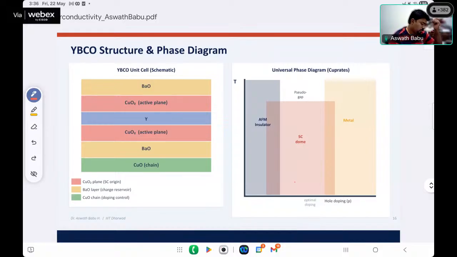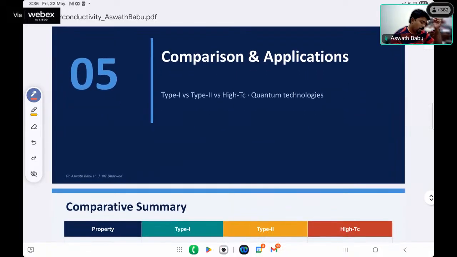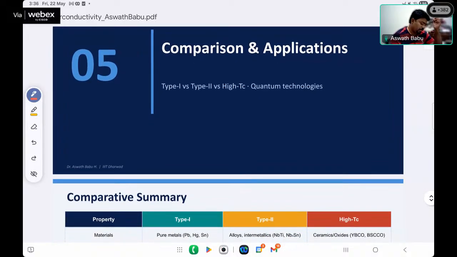This is a phase diagram, more of solid state physics. We'll skip it for the time being and go to the comparison and applications.